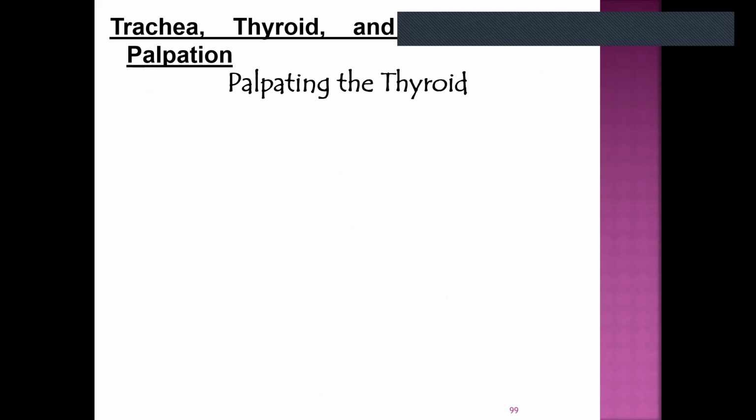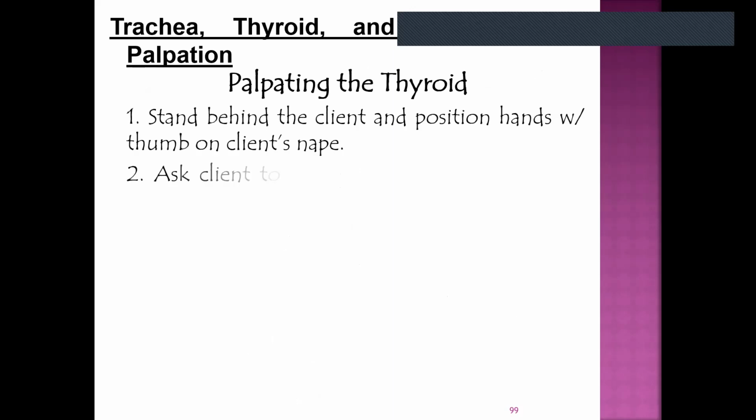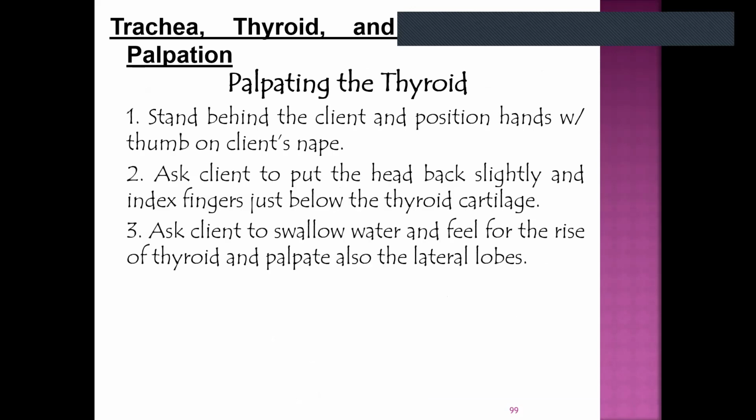Now, in terms of palpating the thyroid, what you have to do is stand behind the client and position your hands with thumbs on the client's nape. Okay, we'll show a short video of this. Then ask the client to put the head back slightly, with the index finger just below the thyroid cartilage. You might not know if your patient has another disease. You can make that assessment at the back, positioning.